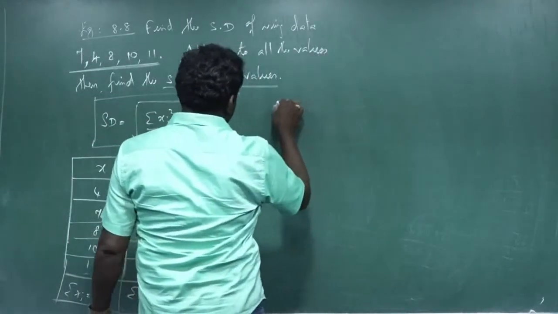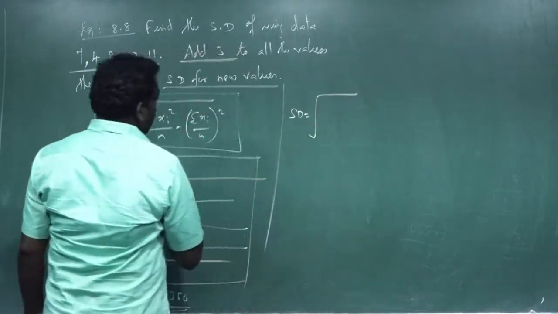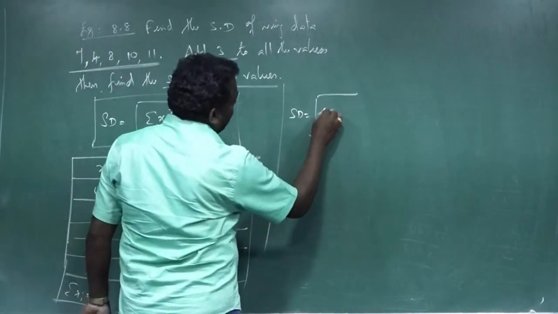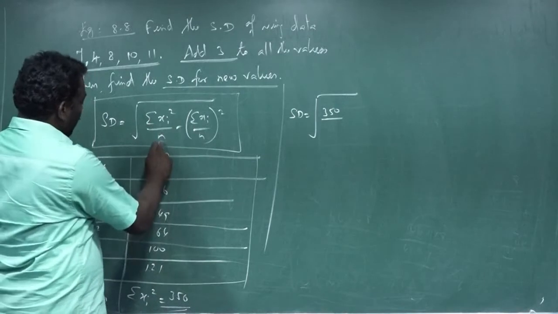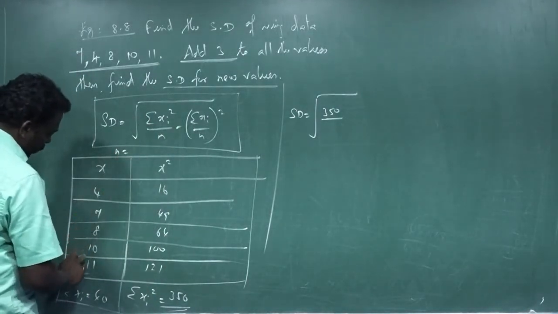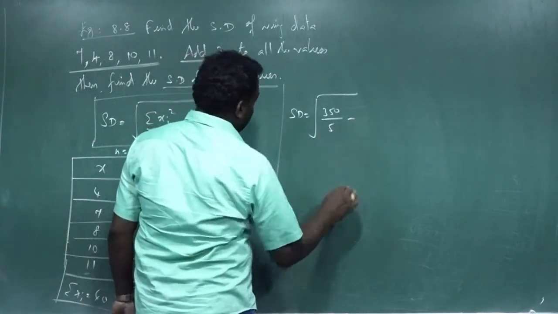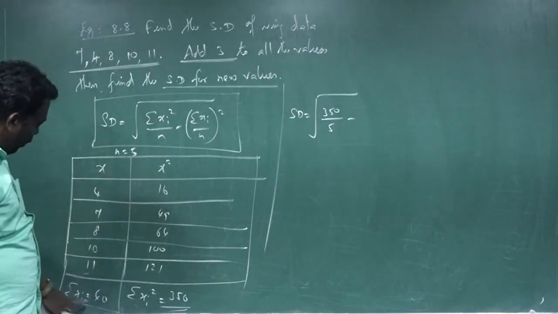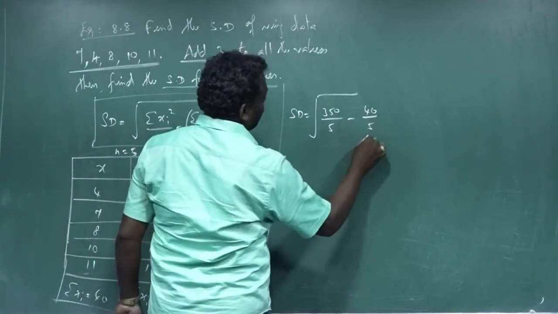Now applying the formula, the standard deviation is equal to the square root of summation xi square, which is 350, divided by n. The n value is the number of terms, here 1, 2, 3, 4, 5. That is 5. N value equal to 5. Therefore, n equal to 5, minus summation xi by n. Summation xi value equal to 40, by n equal to 5, whole square.